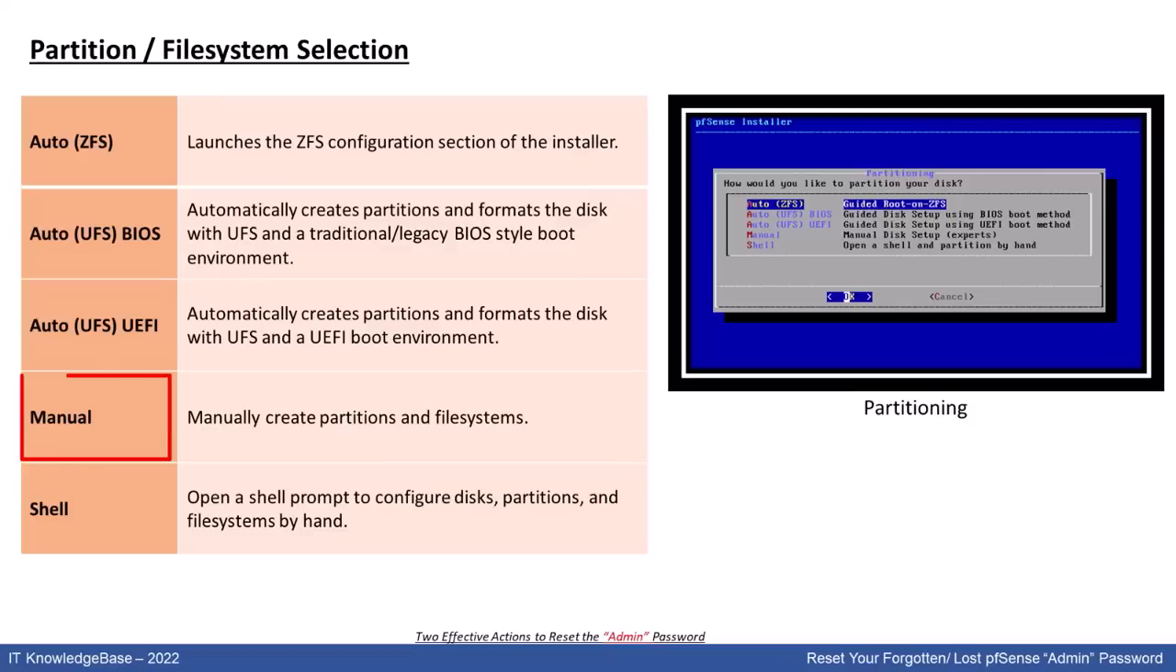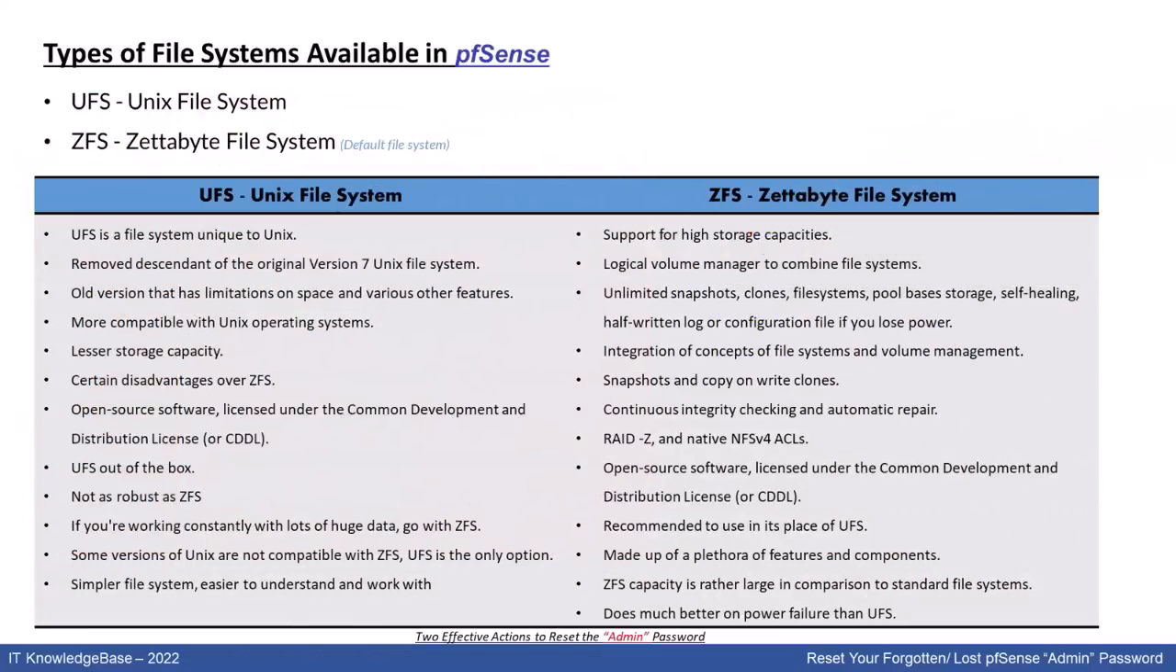You can also create manual partitions. If you are an experienced administrator, you can manually create partitions and file systems. Or if you are super confident managing partitions and file systems manually, you can use the shell and roll out. I would recommend going with Auto ZFS instead, because it offers great recovery and optimization, and has great benefits. There are two types of file systems available in the pfSense firewall: UFS, Unix File System, and ZFS, Zettabyte File System, which is the default and recommended by my experience.